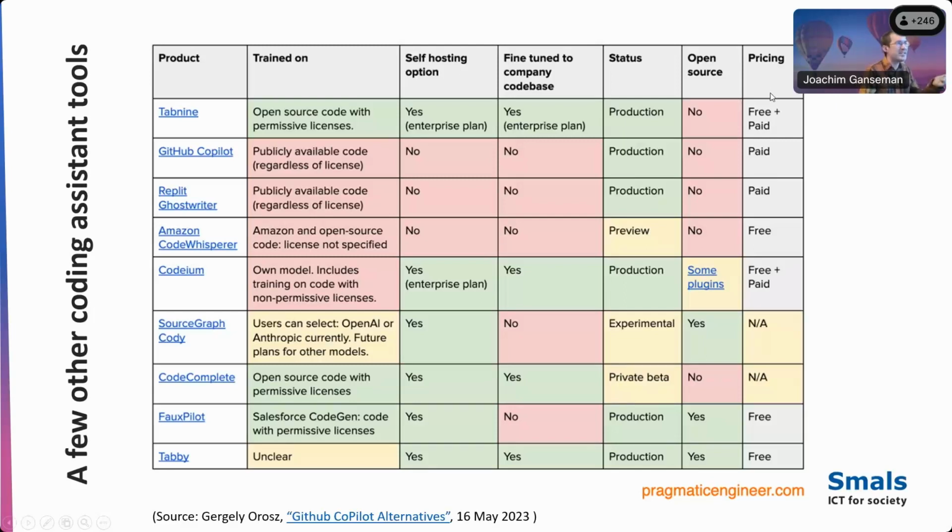Especially in our context, it might be important that we have, for example, a self-hosting option. Not all providers do that. GitHub Copilot cannot be self-hosted, but there are options that allow self-hosting, not with GitHub Copilot, of course, but with other models. But there are plenty of alternatives.